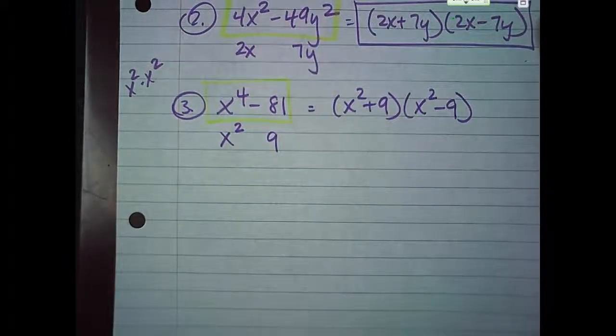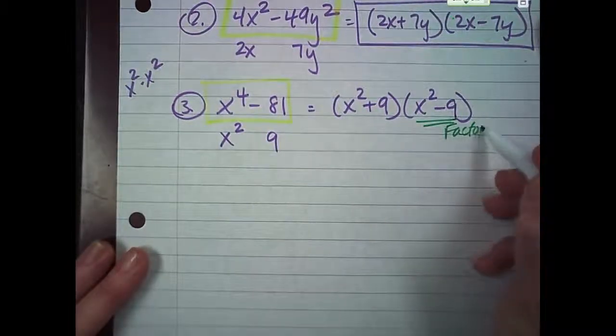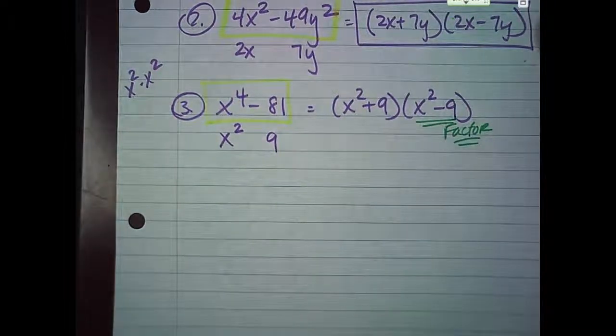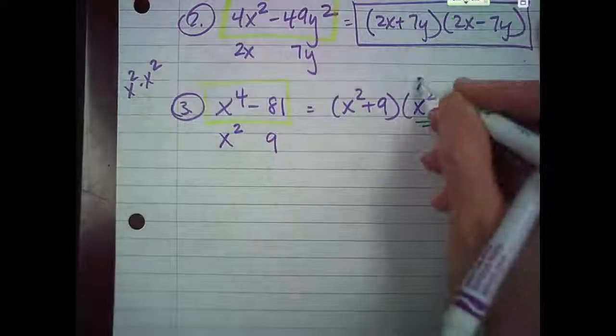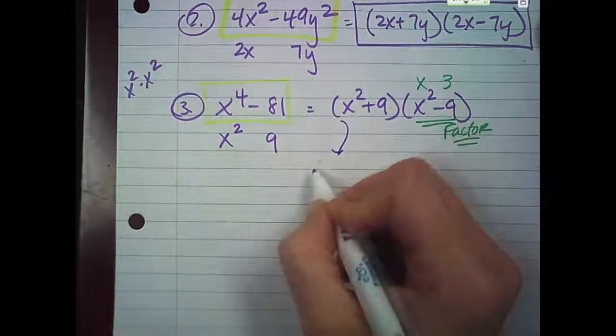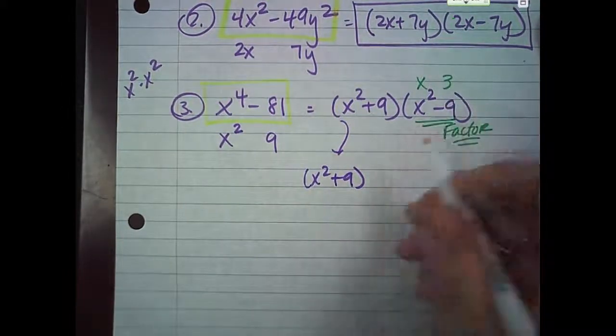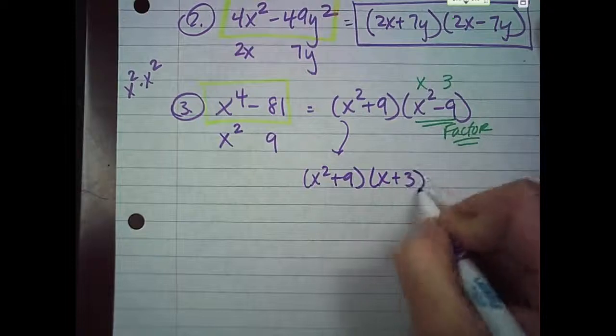Can you go farther with that? Yes. Yeah, be careful. Which one can you go farther with? The first one or the second? This. This can be factored again, guys. Can't it? Two terms, minus in the middle, and they're both perfect squares. So this is an x and this is a 3. So for your final answer, you just bring this part down, x squared plus 9, and then you factor this one again: x plus 3 and x minus 3.